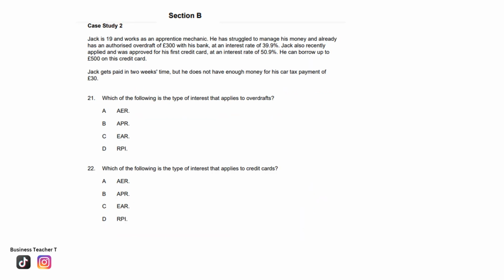Case study 2. Jack is 19 and works as an apprentice mechanic. He has struggled to manage his money and already has an authorised overdraft of £300 with his bank at an interest rate of 39.9%. Jack also recently applied and was approved for his first credit card at an interest rate of 50.9%. He can borrow up to £500 on this card. Jack gets paid in 2 weeks' time, but he does not have enough money for his car tax payment of £30.